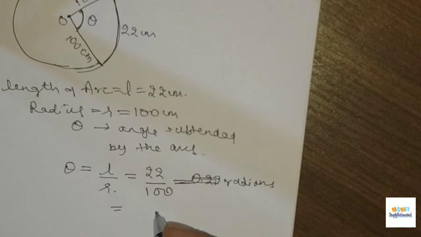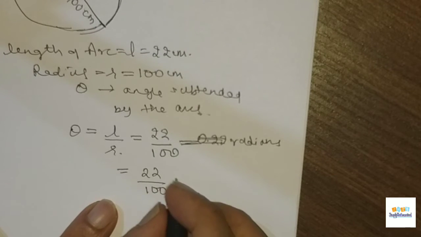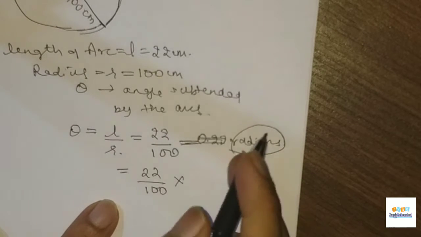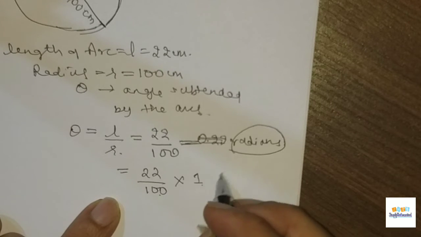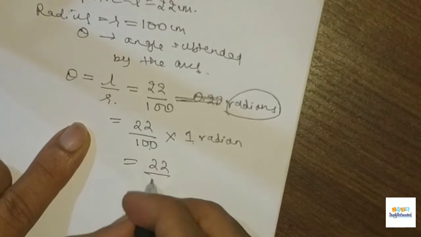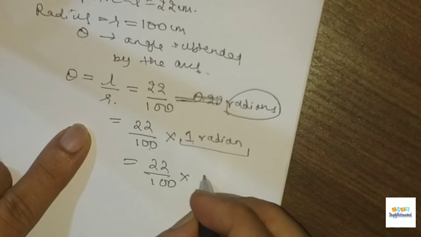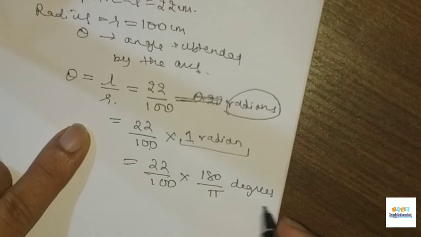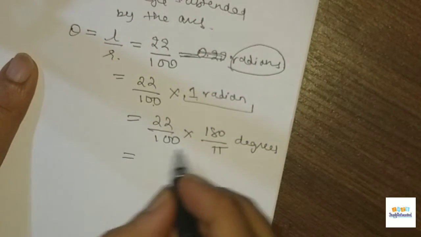Now we have to convert it into degree because we have to find the degree measure, right? You have already studied how to convert radian into degree measure, but let us use one more method. 22 by 100 multiplied by 1 radian, and 1 radian is 180 by pi degrees. I have also discussed this in the previous video, you can check that out.